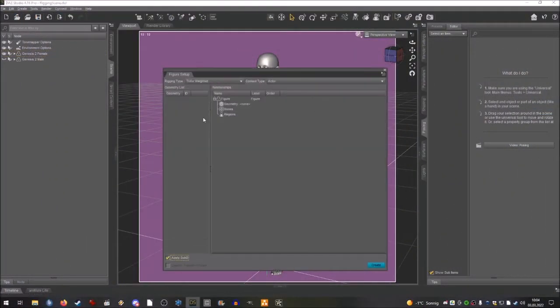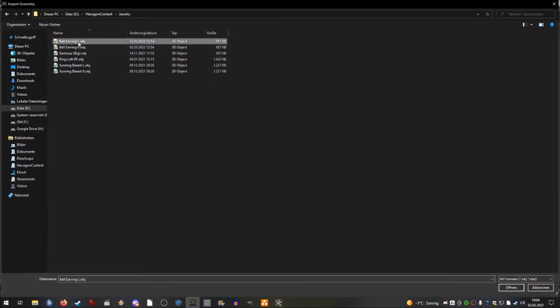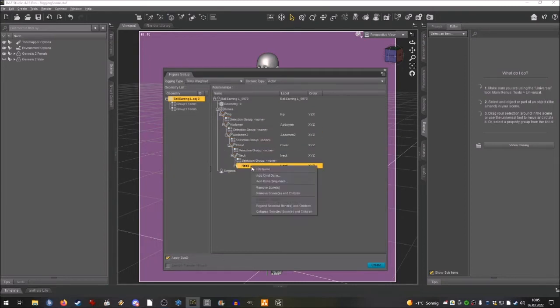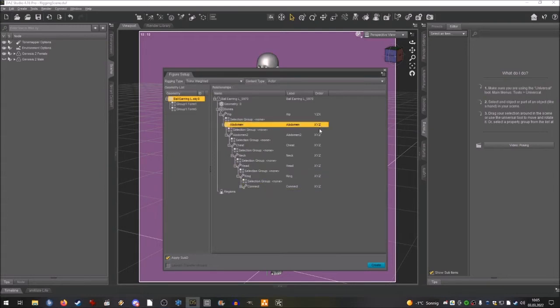This is the figure setup. You have seen this before, and something I found out is if I want to do this, I have to actually do the bone structure of Genesis 2. So hip, abdomen, abdomen 2, etc. In the right direction, in the right order.